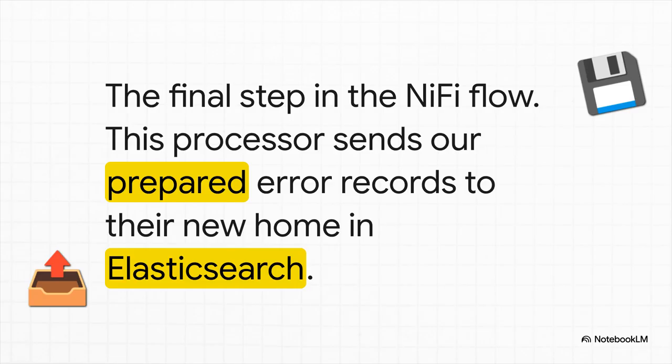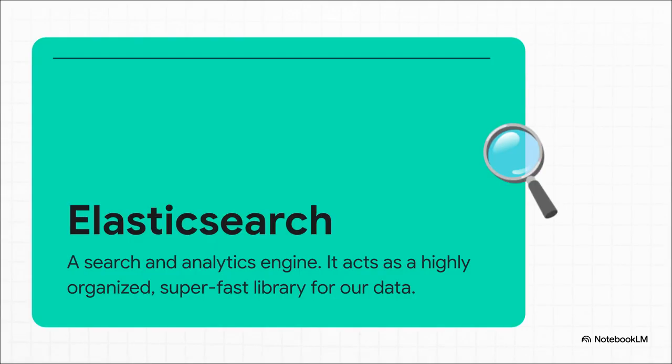Its one and only job is to take our perfectly prepared error records and ship them off to their new home, Elasticsearch. You can think of Elasticsearch as a highly specialized digital library. It doesn't just store data, it indexes every piece of it in a really clever way. That's what makes it unbelievably fast to search and pull information, even when you're dealing with millions and millions of records. This is where all our important errors are going to live.